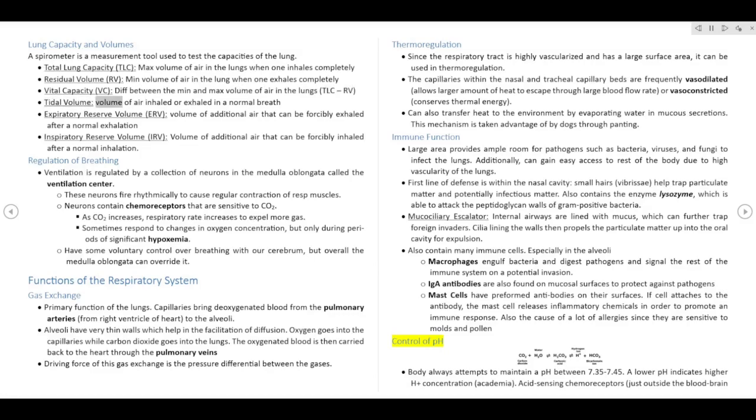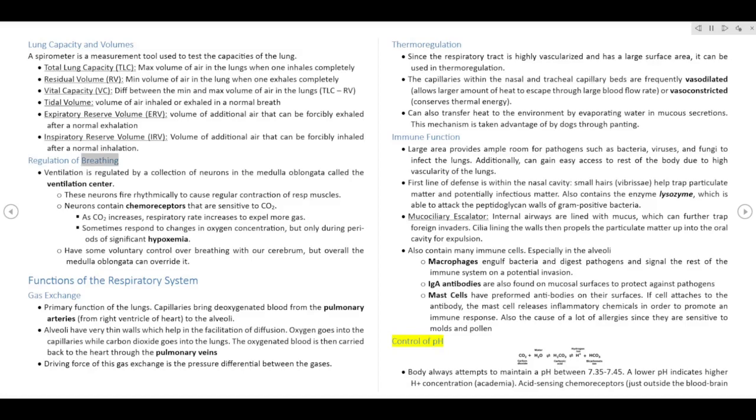Tidal volume, volume of air inhaled or exhaled in a normal breath. Expiratory reserve volume, ERV, volume of additional air that can be forcibly exhaled after a normal exhalation. Inspiratory reserve volume, IRV, volume of additional air that can be forcibly inhaled after a normal inhalation.